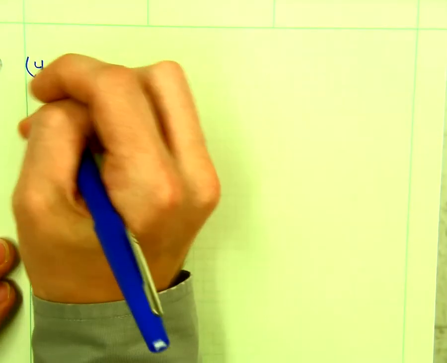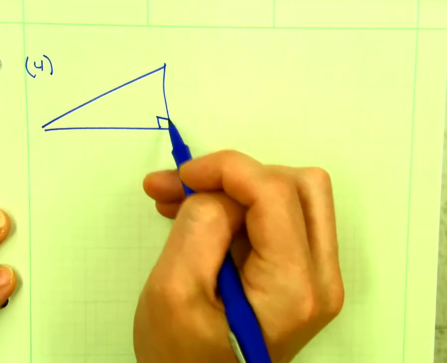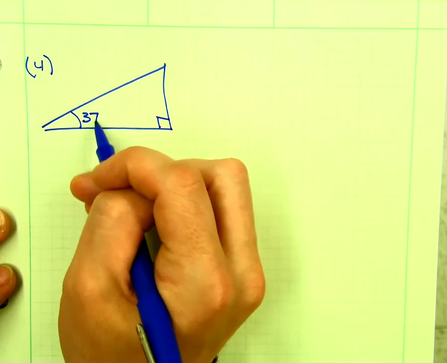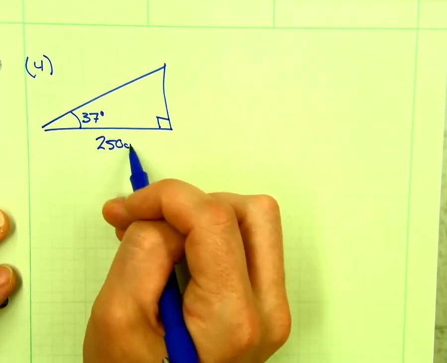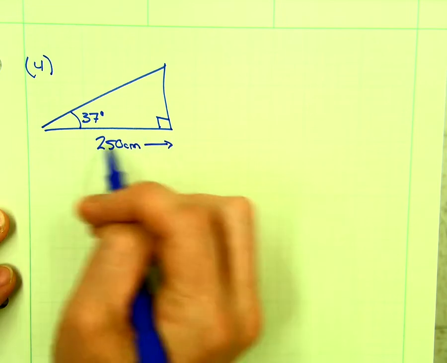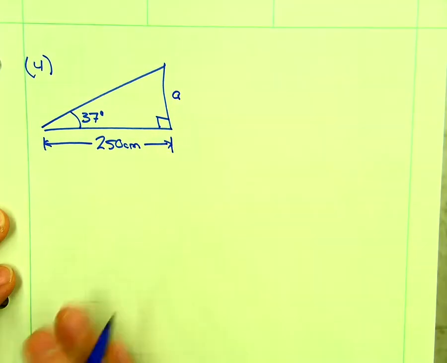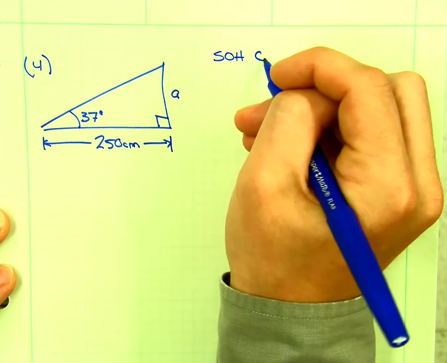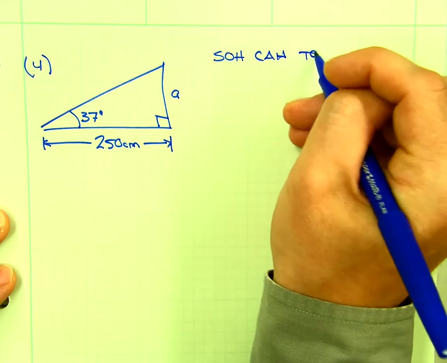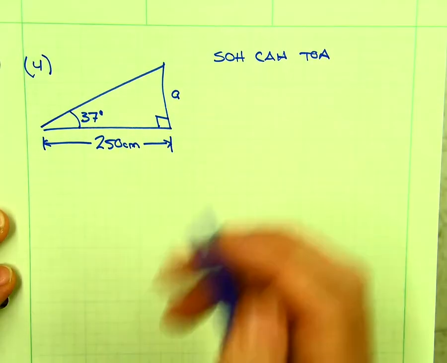Problem number 4, getting a little bit trickier, but not too much. Just once again applying SOHCAHTOA. So here I give you an angle, 37 degrees, and I give you a length, 250 centimeters. That's going to be this edge right here. And then the height right here is going to be A. So I'm going to go with my SOHCAHTOA. And in this case, I'm asked to find what is this length right here, what is A.